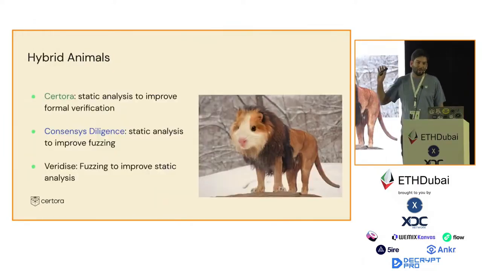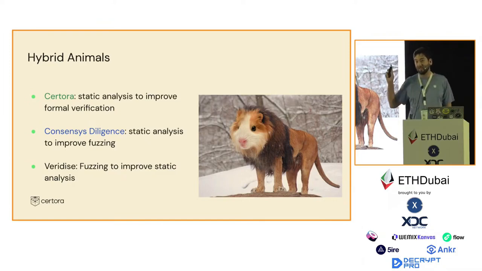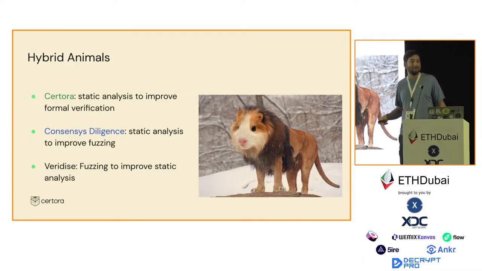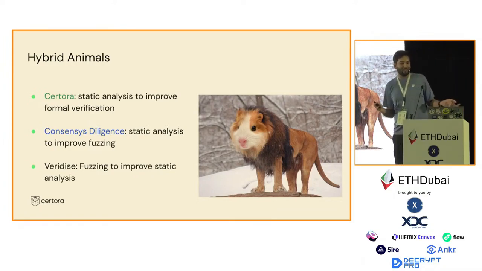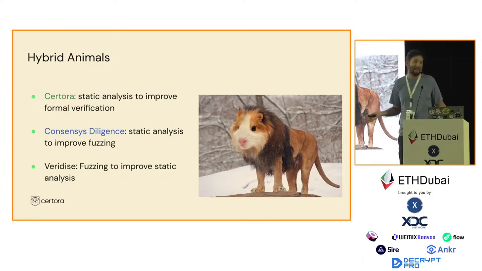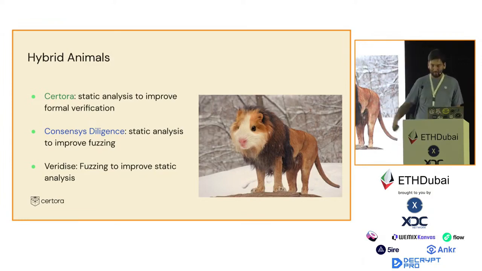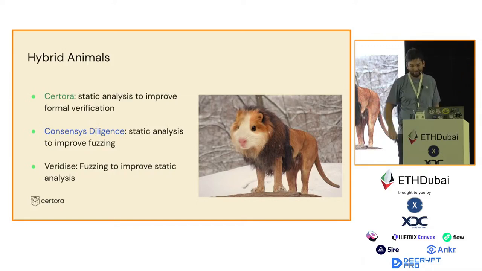To sum this part of the presentation up, in practice, each company uses a combination of technologies. It's not a single animal, it's a hybrid animal. Certora uses static analysis to improve formal verification, Consensus uses static analysis to improve fuzzing, and Veritas uses fuzzing to improve static analysis. And there are many more examples, so keep that in mind.